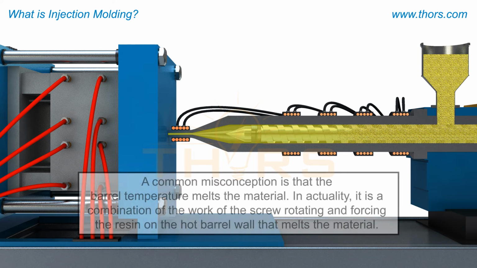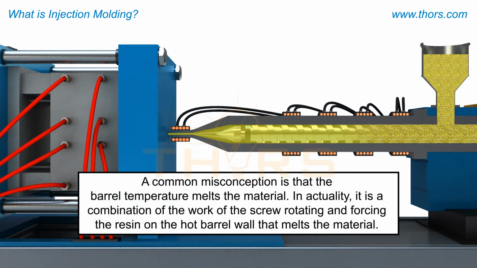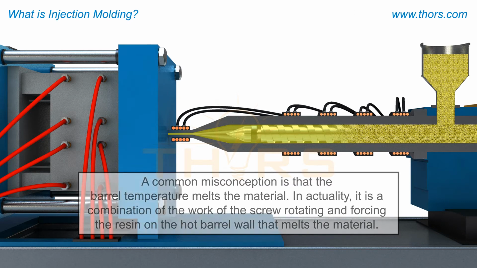Note: a common misconception is that the barrel temperature melts the material. In actuality, it is a combination of the work of the screw rotating and forcing the resin on the hot barrel wall that melts the material.